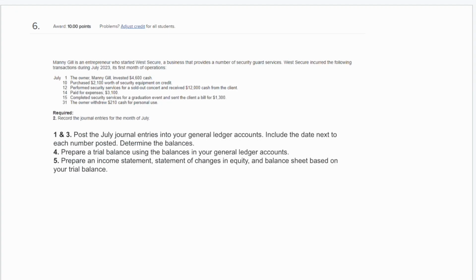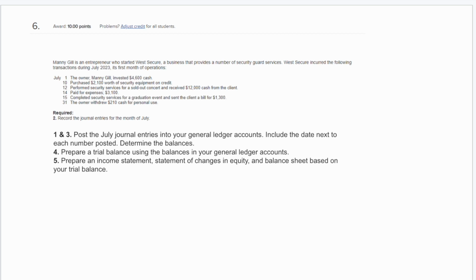Okay, let's take a look at number 6. Manny Gill, an entrepreneur, started West Secure, a business that provides security guard services. West Secure incurred the following transactions during July, the first month of its operations. On July 1, the owner put money of $4,600 into the company. On July 10, they purchased $2,100 worth of security equipment on credit.